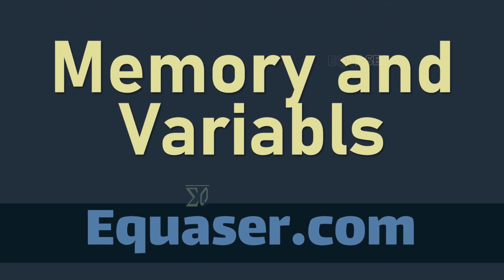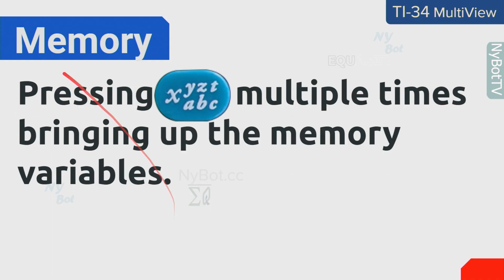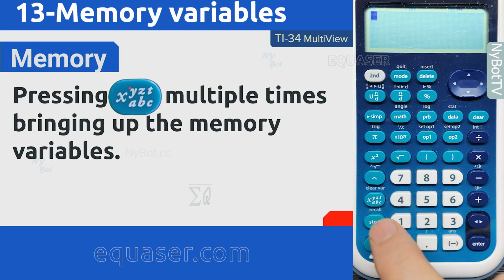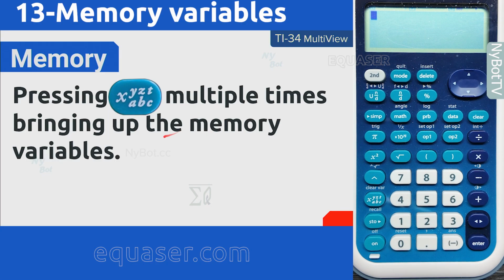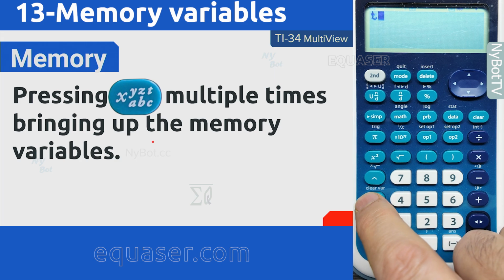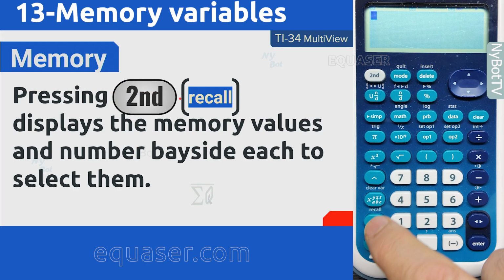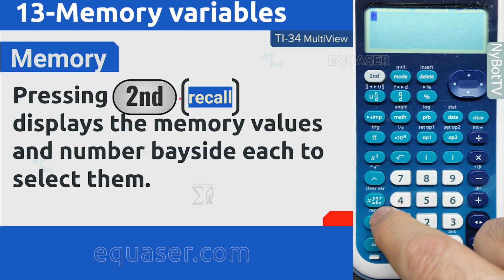Now let's have a look at the memory and stored variables. This calculator has X, Y, Z, T, A, B, C independent variables that you can store a real number or an expression that results in a real number. Pressing this button here multiple times brings up the memory variable. If I press it, you will see X and then Y, Z, T, A, B, C, and it goes back to X. Pressing second function will bring the recall with this button.